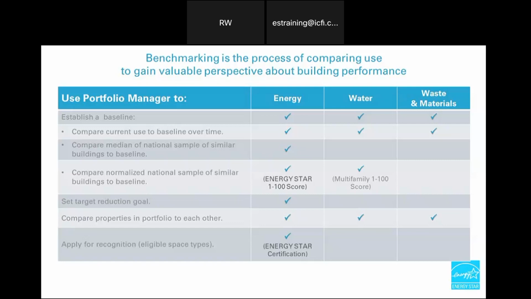Once a 12-month baseline is established, Portfolio Manager can be used to establish target reduction goals for energy based on 1. desired energy use reduction from baseline, 2. reduction compared to median, or 3. target Energy Star score. Buildings can also be grouped in Portfolio Manager and compared to each other. And in certain property types, those eligible for an Energy Star score can apply for special recognition if the score is 75 or higher.